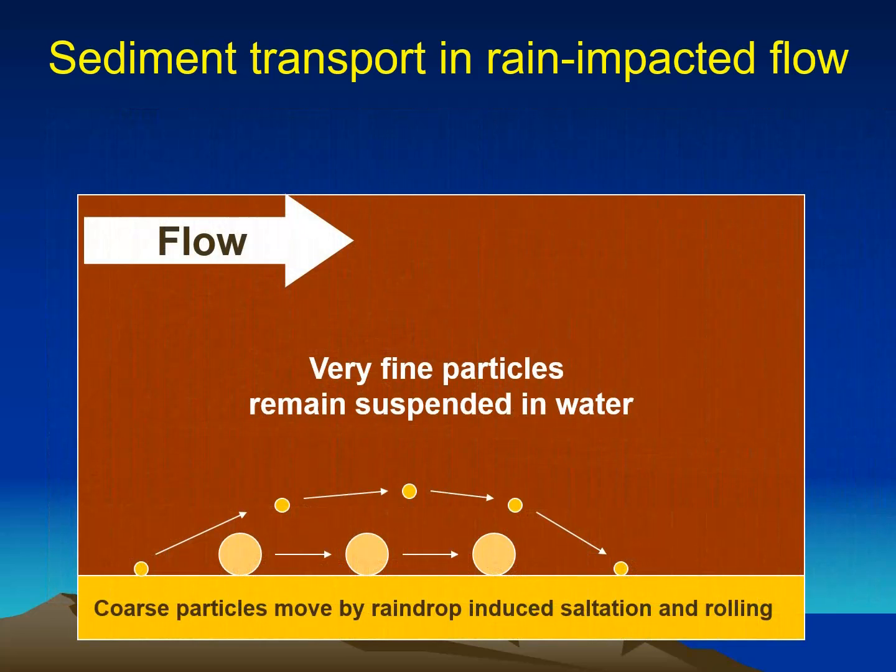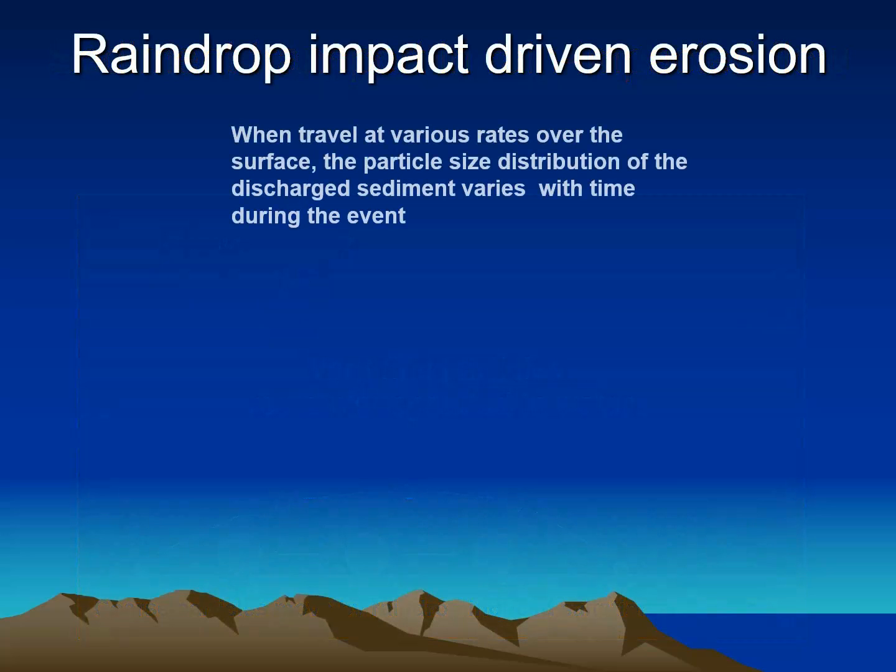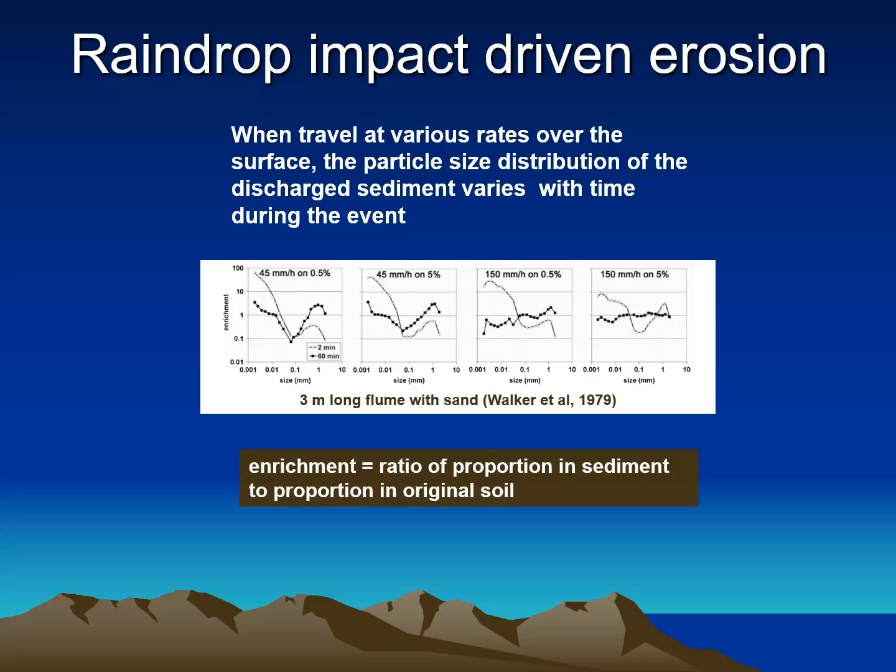So in this case we have fine material moving suspended in the flow, and we have coarse material moving by saltation. That is for sand as well as the biochar, and we also see biochar moving by rolling. When particles travel at various rates over the surface, the particle size distribution of the sediment discharge varies with time during an event. In this example, the rate at which this happens varies from left to right.